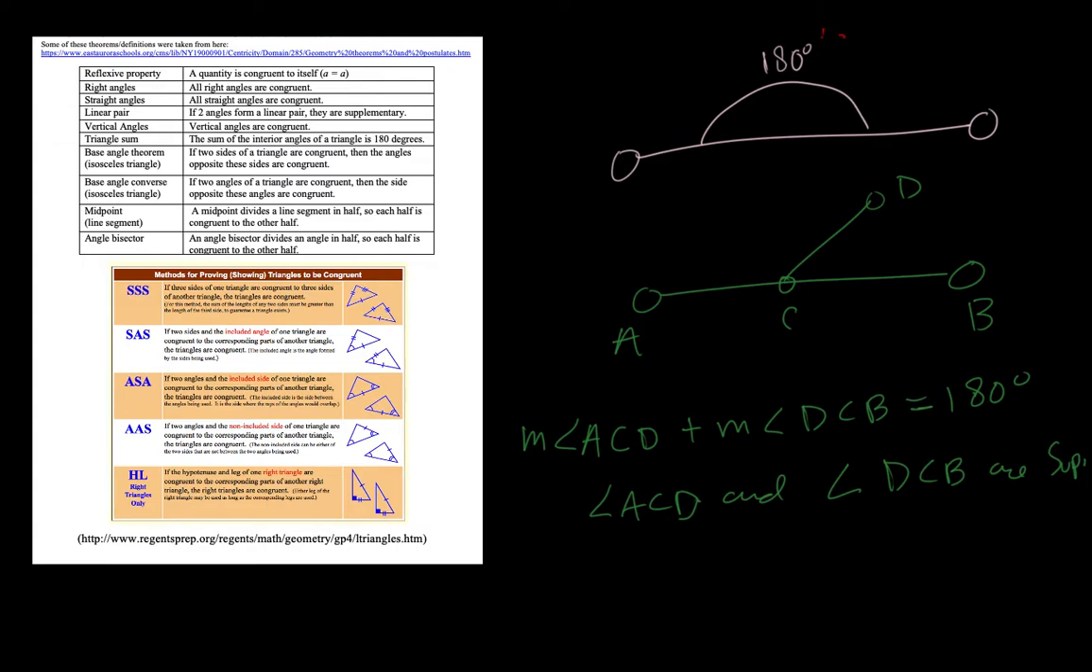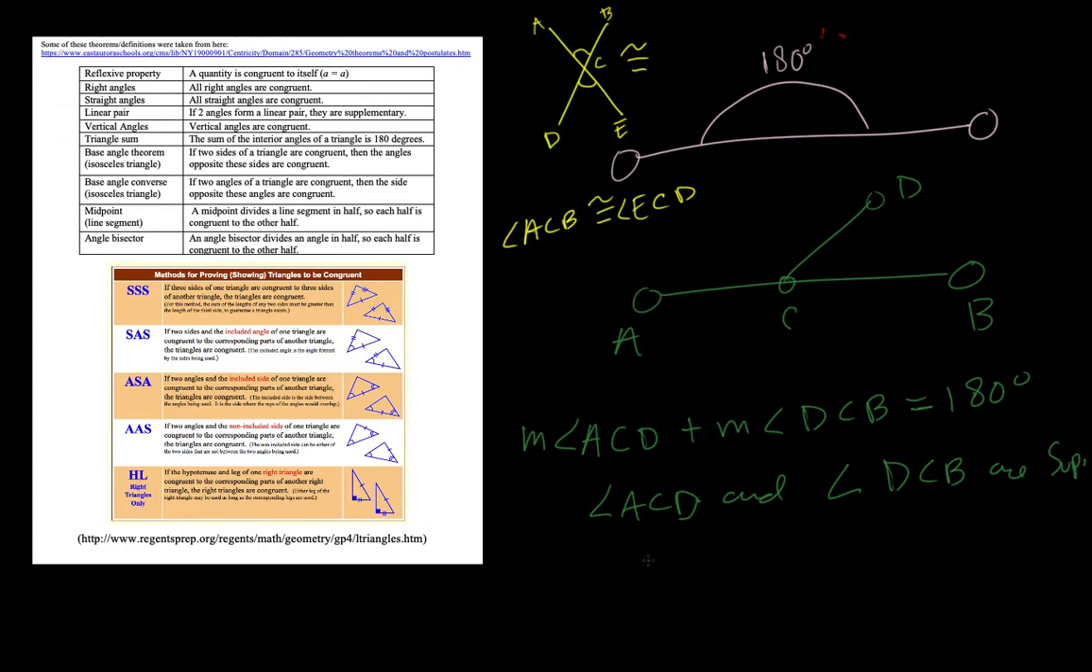Okay, vertical angles, those are any angles that make like an X, and they're the angles that are kind of away from each other. So those two angles are congruent. So if I name this A, B, C, D, and E, I could say angle ACB is congruent to angle ECD.